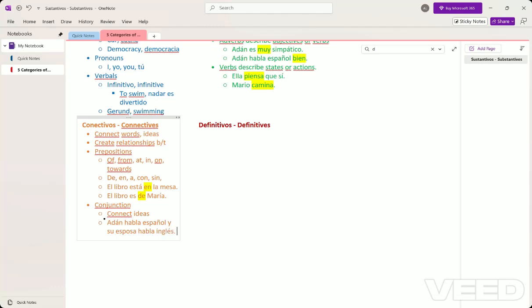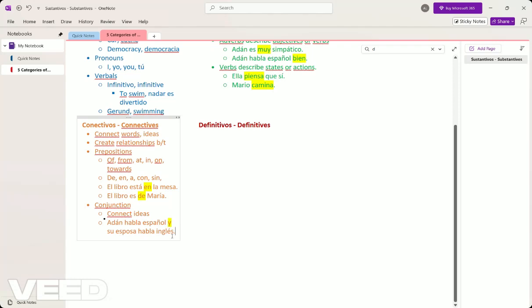So there are different qualities of relationships here. This one is additive or coordinative. We're adding another idea here with the word "and." That is a conjunction that connects this idea, Adam speaks Spanish, with this idea, his wife speaks English. Two ideas, one sentence, connected or conjoined with the conjunction "and."